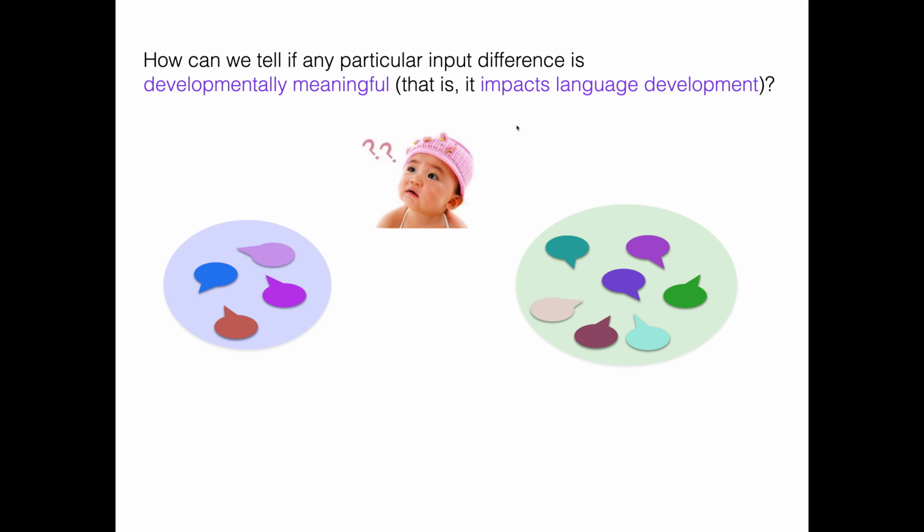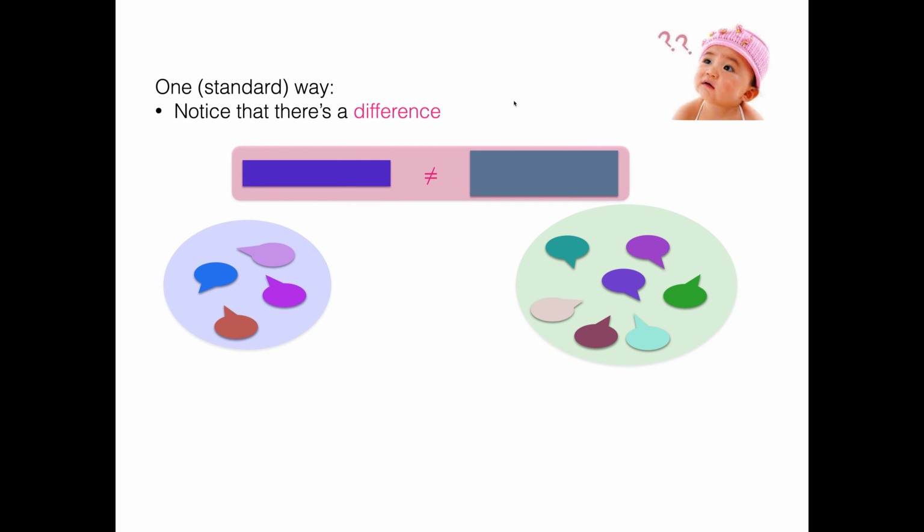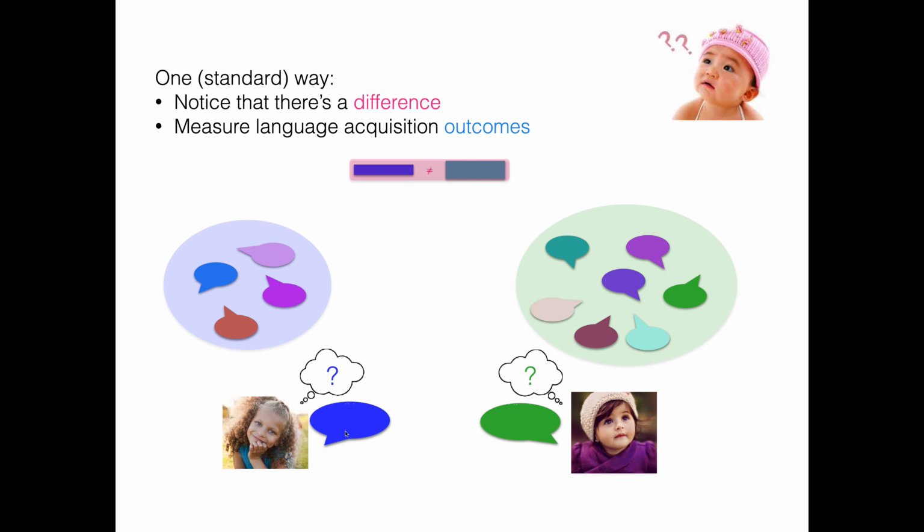But the question is, again, how do we tell if any particular input difference, which we can certainly measure, is developmentally meaningful? That is, it's impacting language development as opposed to just being sort of variation that is there but doesn't really matter. And so one standard way is to notice that there's some kind of difference in the input, say, between lower SES and higher SES in some aspect, some way. And then measure the outcomes, some sort of language outcome, language knowledge that is observable based on what knowledge you think these kids have in their minds.